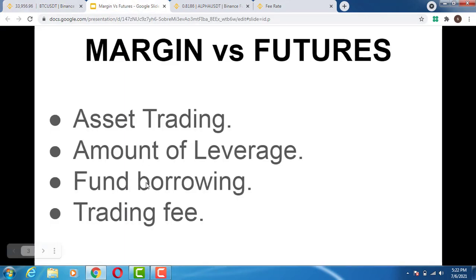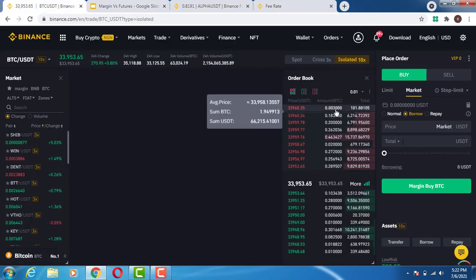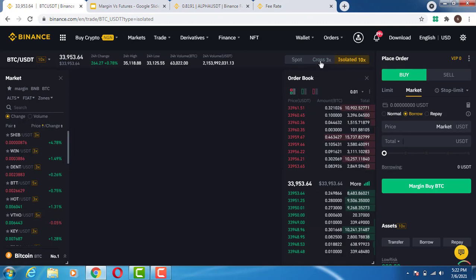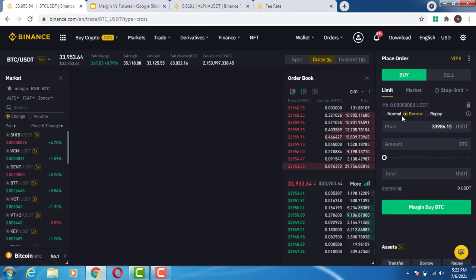The next one here is fund borrowing. You can actually borrow funds on the margin exchange. For example, in this case, if I'm using 3x and I have 100 USDT in my account, that means I can borrow 3 times that. So if I have 100 USDT here and I'm using cross 3x, that means Binance will give me extra 200, which will make it 300. If I am using isolated 10x and I have 100 USDT right here, that means times 10.